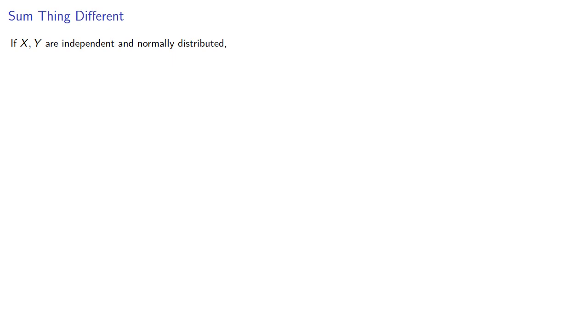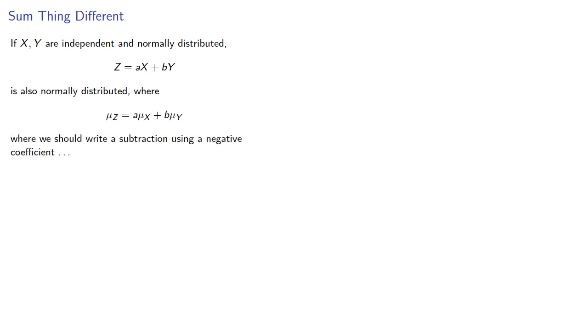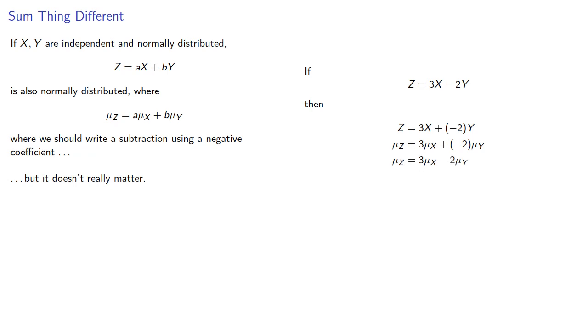If x and y are independent and normally distributed, then a linear combination of the two is also normally distributed, where the mean is the linear combination of the means, and we should write subtractions using a negative coefficient, but it doesn't really matter. For example, if z equals 3x minus 2y, we should write z as 3x plus negative 2y, and so our mean will be, but notice that's the same as if we just subtracted the means.